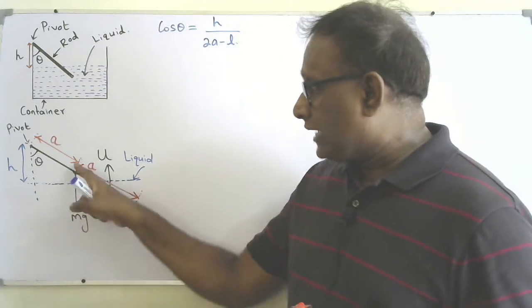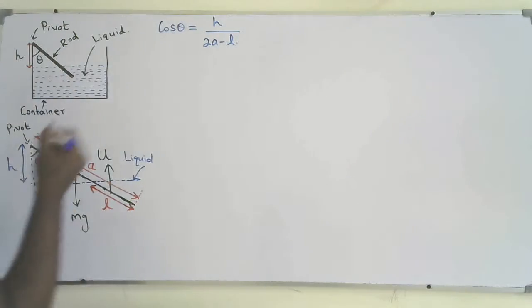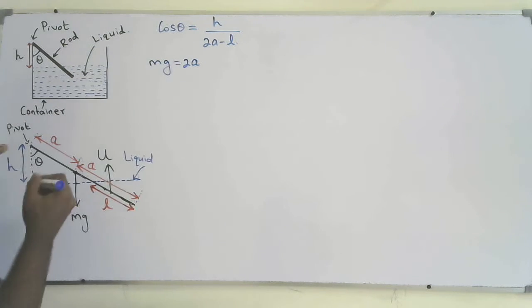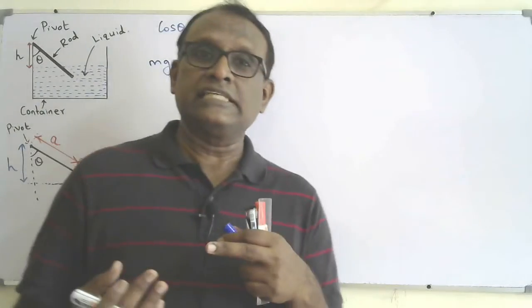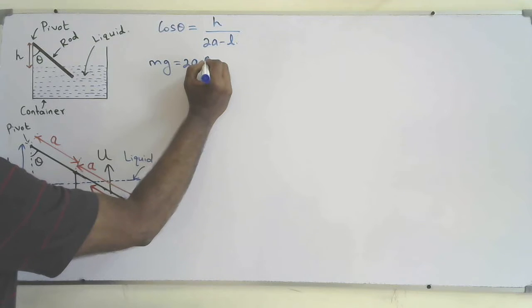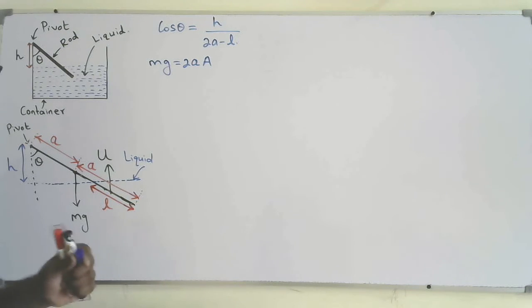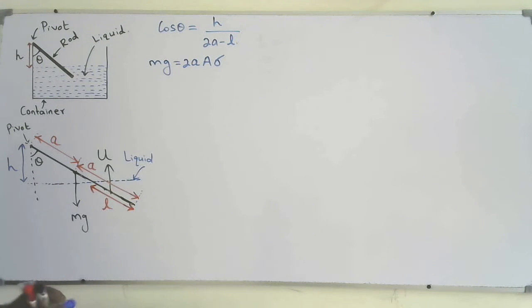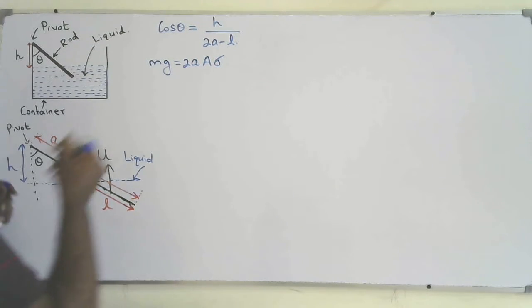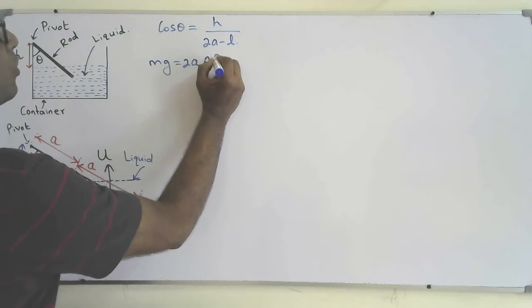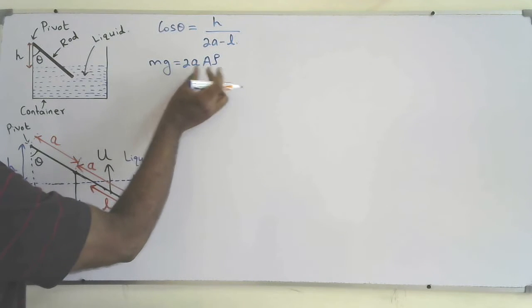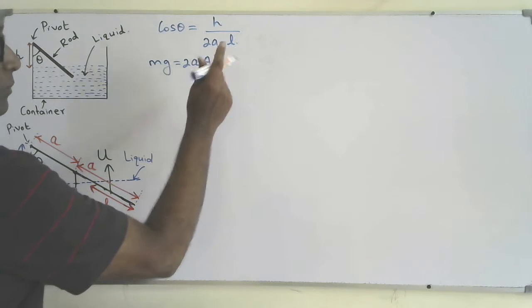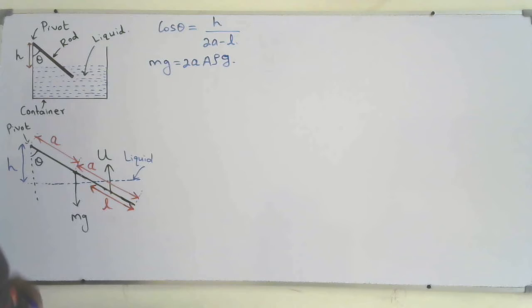So the forces acting on it are the weight. The weight could be written as mg, where the length of the rod is 2a. It's a uniform rod, and the cross-sectional area is capital A. So the volume of the rod times the density of the rod, sigma, gives the mass. 2a is the length of the rod, A is the cross-sectional area, sigma is the density of the rod. So that is the total mass times g, and that will be the weight of the rod.